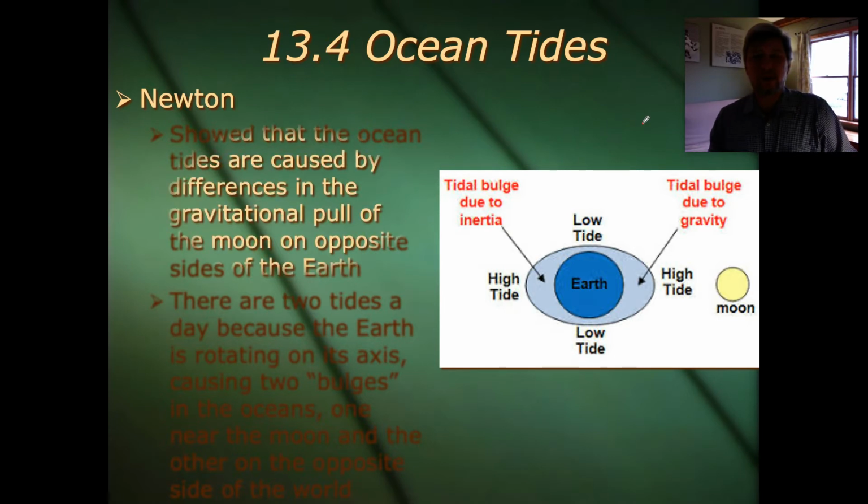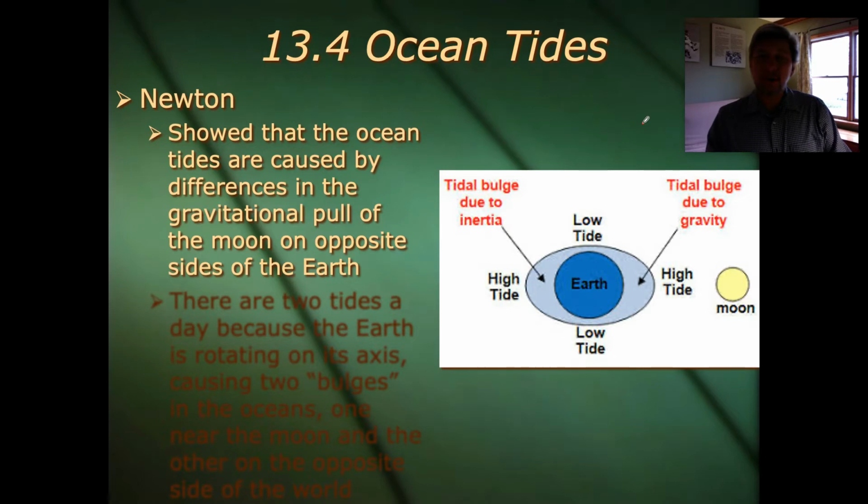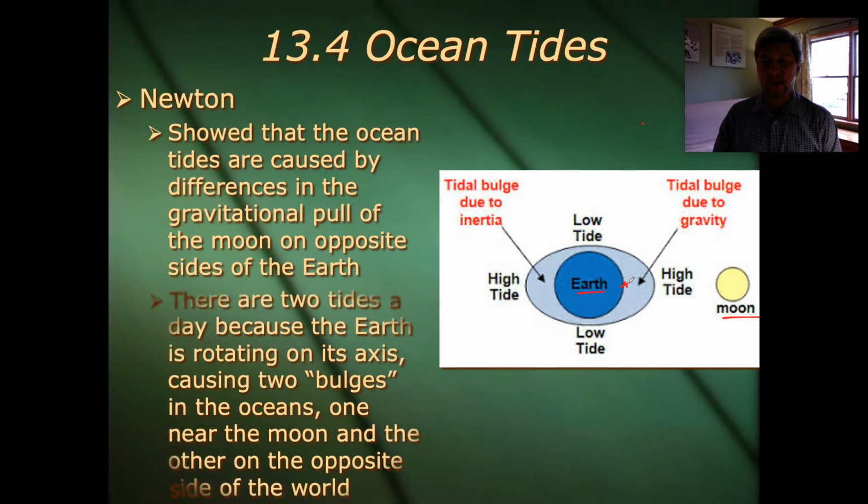So what actually causes this? Well, it was actually Isaac Newton who demonstrated that the ocean tides are caused by differences in the gravitational pull of the moon on opposite sides of the Earth. This is a great little diagram, and it shows you the relative positions of the Earth here and the moon here. And notice that wherever the moon is, that's where we experience a high tide on our location on the Earth. So somebody standing on the beach on this side of the Earth is going to experience a high tide.